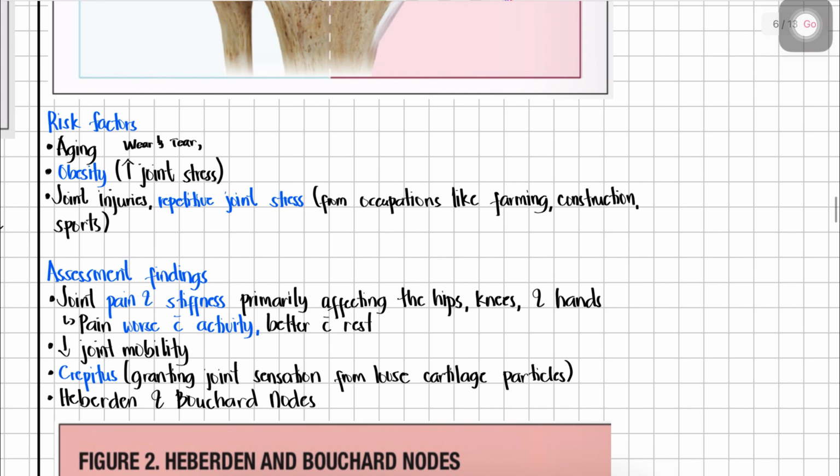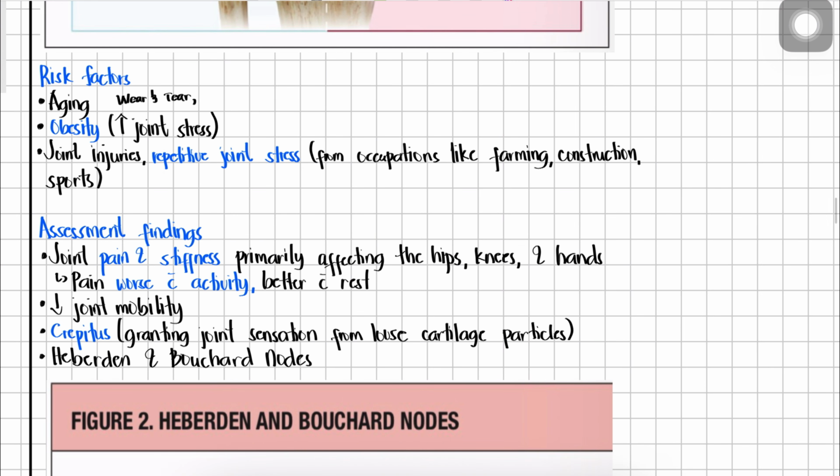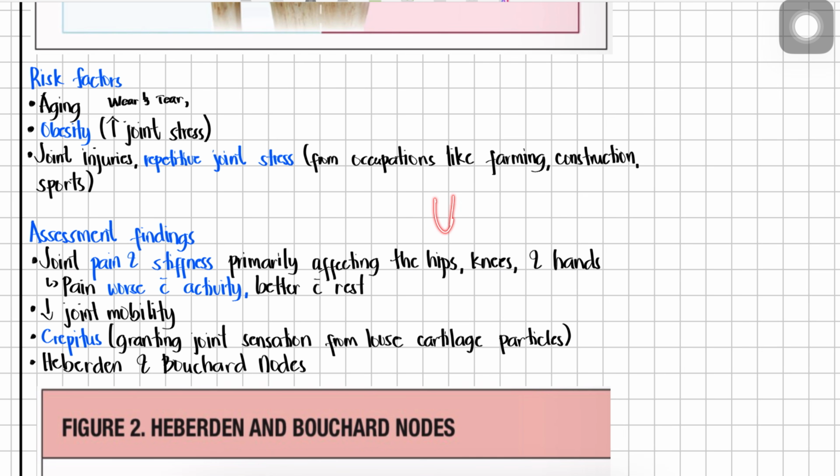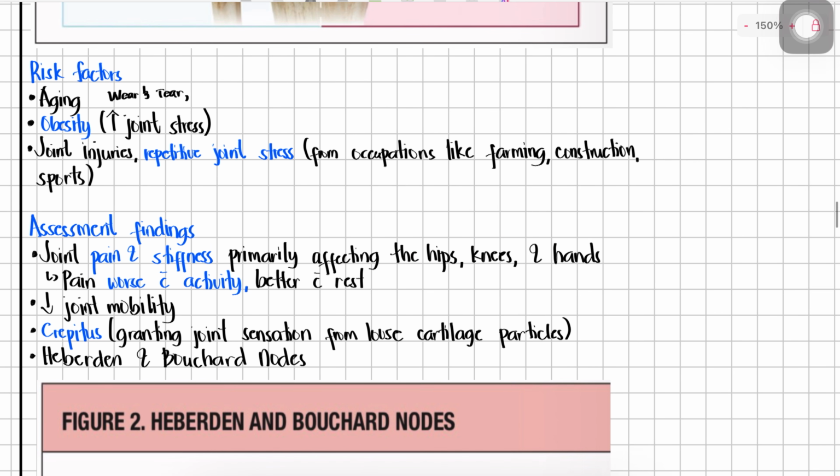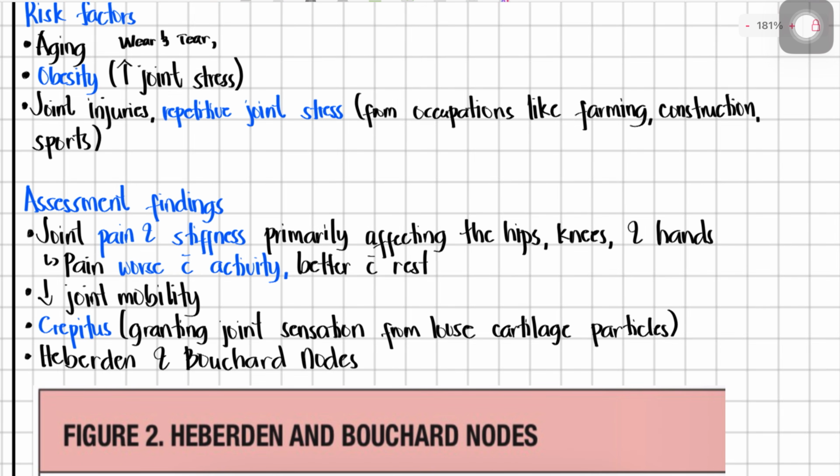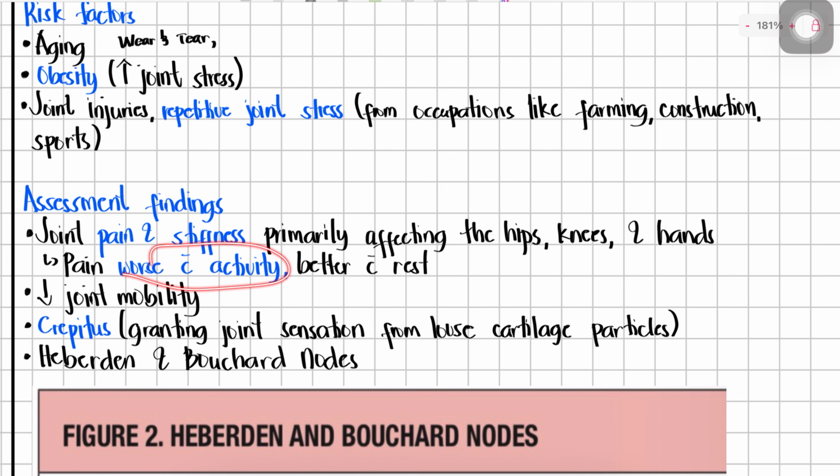Now, the typical clinical manifestation, guys, of your OA includes joint pain and stiffness, and it is commonly affecting the large joints, okay? Specifically your hips, knees, and hands, okay? And the key feature of your OA, guys, the pain is worse with activity, okay? But nag-i-improve siya with rest, guys, okay?